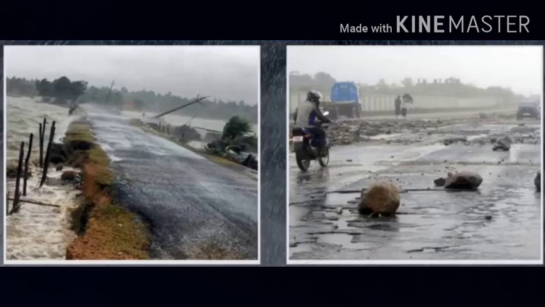And also some major effects: after cyclones, roads will be damaged. It is very difficult to help the worst affected areas. Because of cyclones, there is loss of lives, crops, properties, houses, etc.